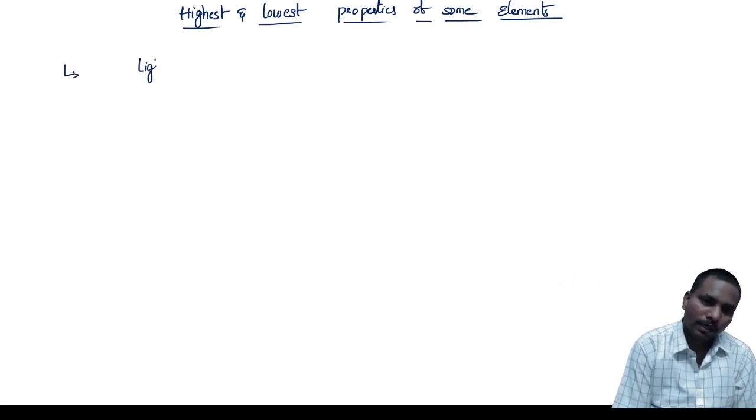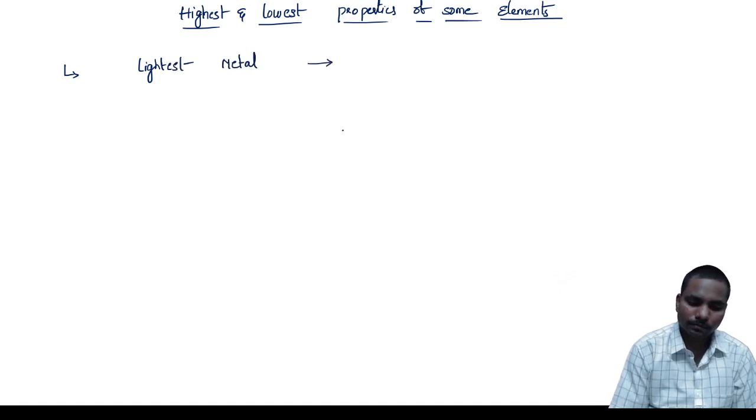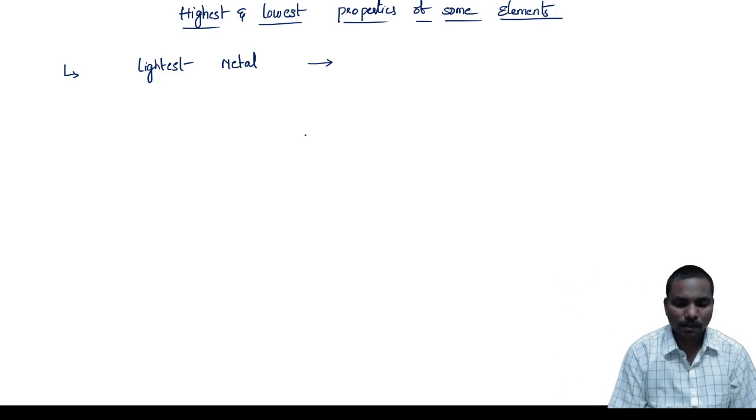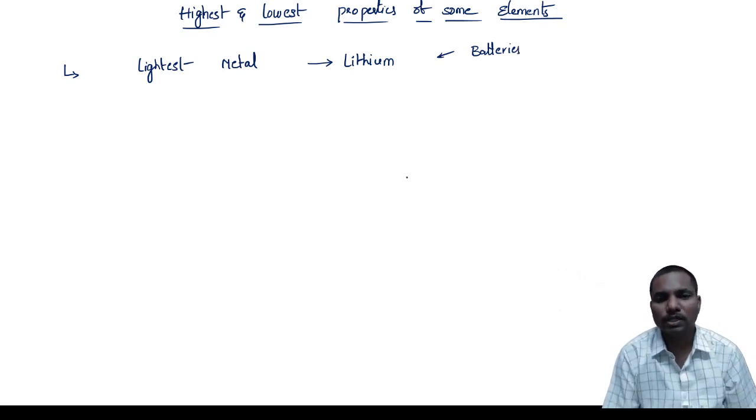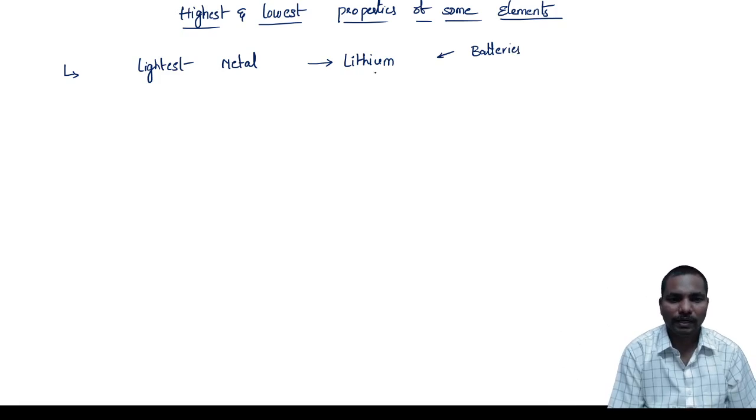Here the first one: the lightest metal. The lightest metal is nothing but lithium. That's why lithium is used in portable batteries, that is mobile batteries and laptop batteries. Those are lightweight, so we are using lithium. Okay.